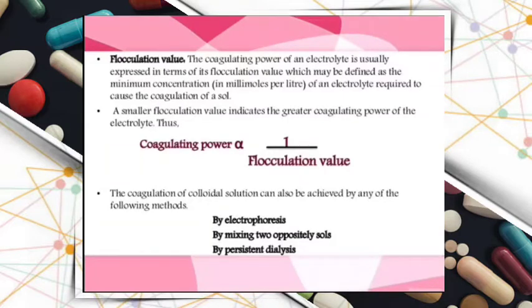value, which may be defined as the minimum concentration in millimoles per liter of an electrolyte required to cause the coagulation of a sol. A smaller flocculation value indicates a greater coagulation power of the electrolyte. Thus the coagulating power is inversely proportional to the flocculation value. The coagulation of a colloidal solution can be achieved by any of the following methods: by electrophoresis, by mixing two oppositely charged sols, or by persistent dialysis.